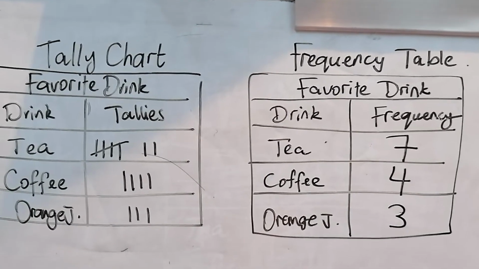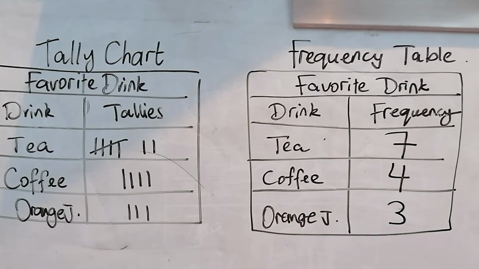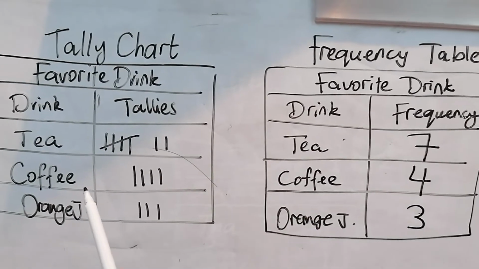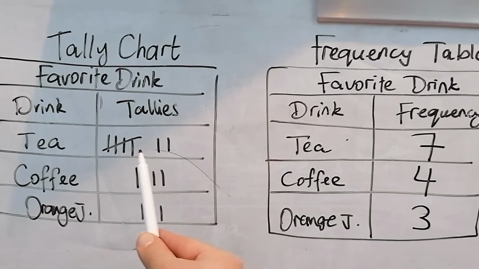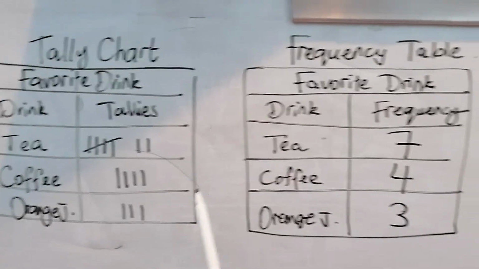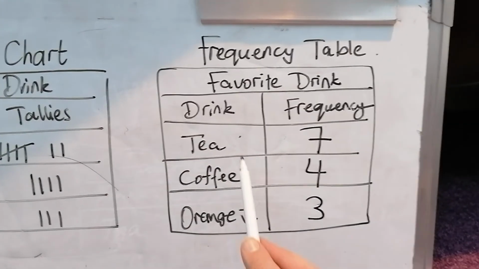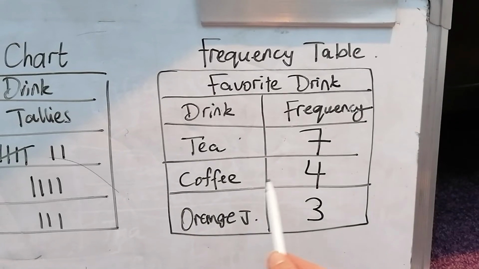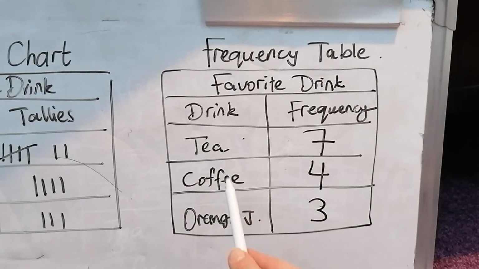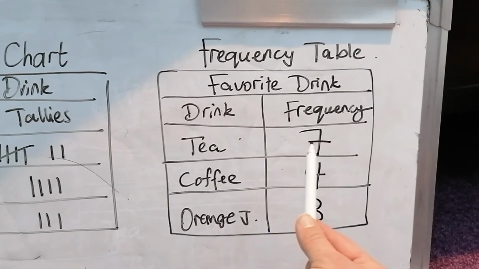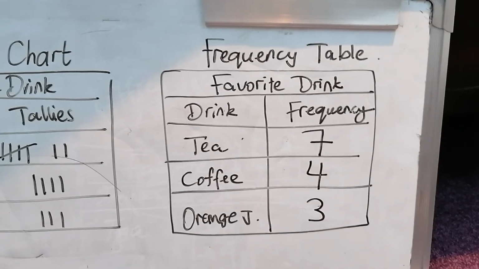Then I had to organize the data. Okay, I could organize it as a tally chart using those tallies, or I could use a frequency table to write the drink or the choices that they had with how many times it has been repeated.